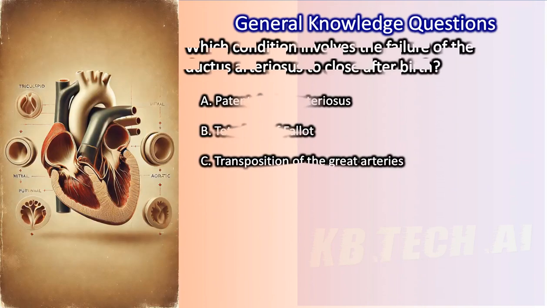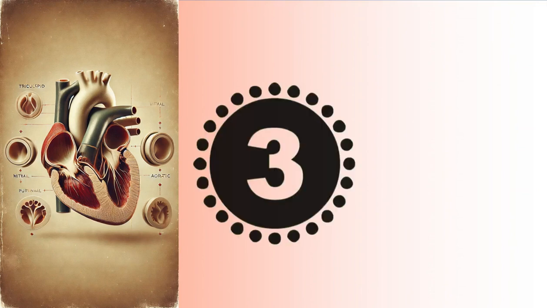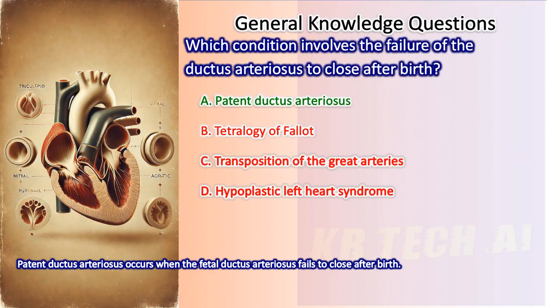Which condition involves the failure of the ductus arteriosus to close after birth? Option 1, patent ductus arteriosus. Option 2, tetralogy of Fallot. Option 3, transposition of the great arteries. Option 4, hypoplastic left heart syndrome. The answer is option 1, patent ductus arteriosus.